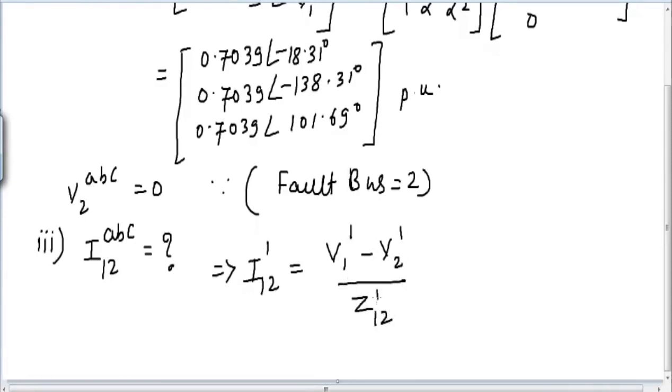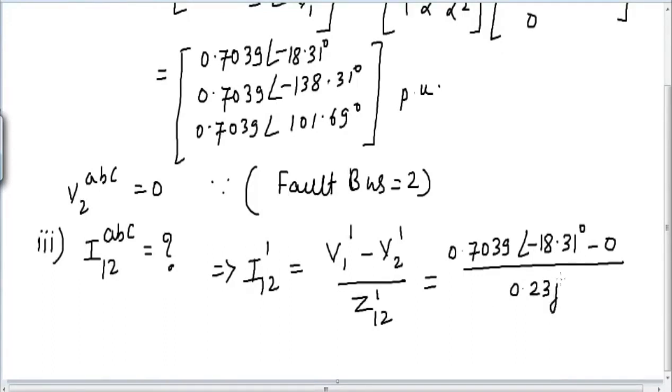This is the formula. V11 we have just now calculated: 0.7039 at an angle of minus 18.31 degrees, minus V21. V2 is 0, so I will write 0 here. Then Z12 is 0.23j. So from here I will get I121. Once I get I121, it is easy for us to calculate the rest.